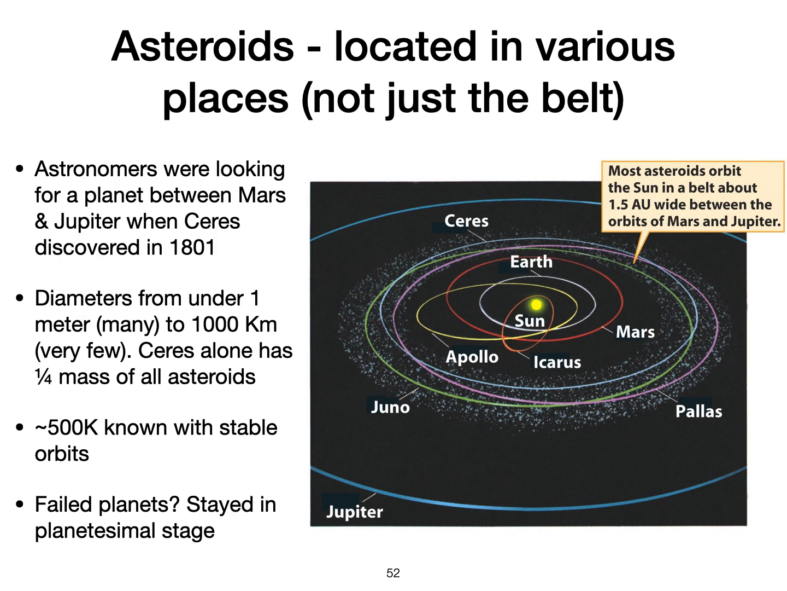So the question is, what are these? They could be failed planets. They could have stayed in the planetesimal stage. We have some theories of what they might be.